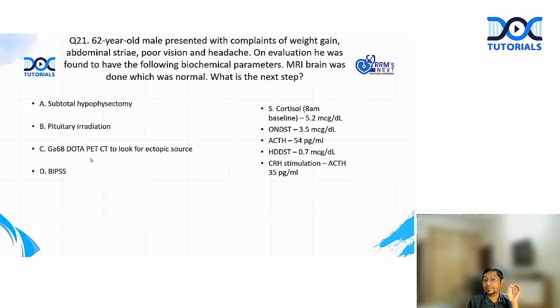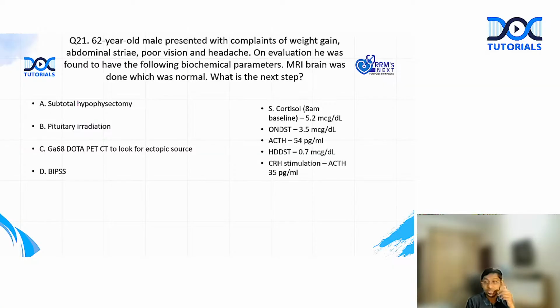So the correct answer here is, obviously we don't need to look for an ectopic source, because if it was an ectopic source, you would not have a suppressed high dose dexamethasone suppression test, and the CRH stimulation also would not have a response. So you can see the correct answer, because there is no lesion on the MRI, we need to do a bilateral inferior petrosal sinus sampling. So you don't go and do a subtotal hypophysectomy for these patients, because then they tend to go into pan hypopituitarism. So you at least need to lateralize to know which part of the pituitary you need to remove. And pituitary irradiation again has a higher risk of pan hypopituitarism, and usually it is reserved for persistent or recurrent cases of Cushing's disease.